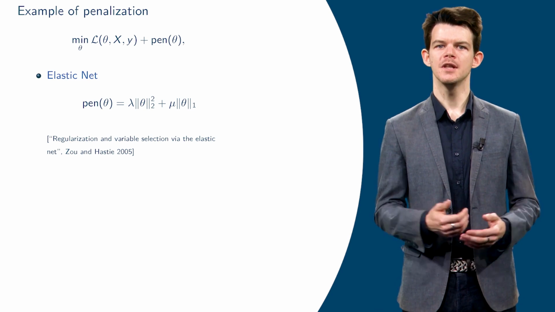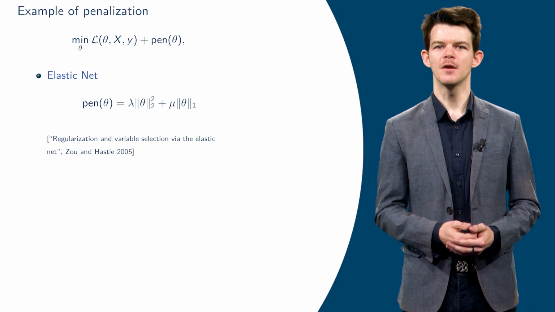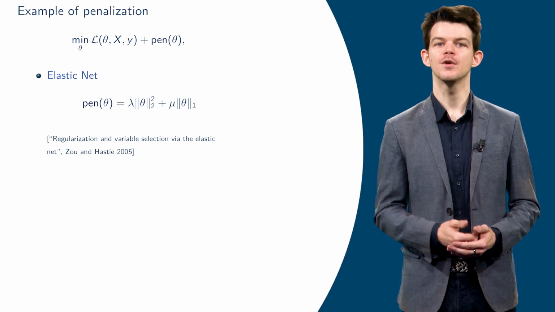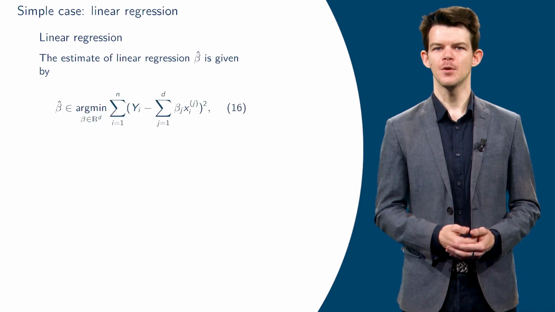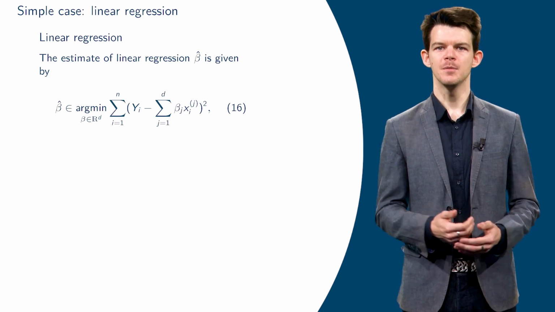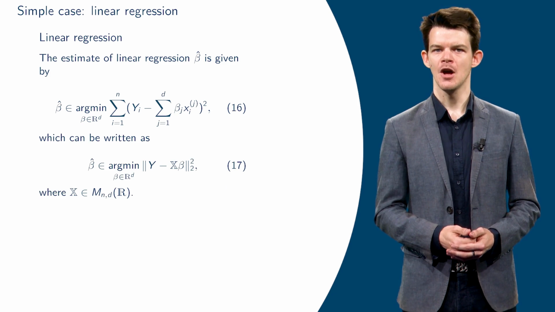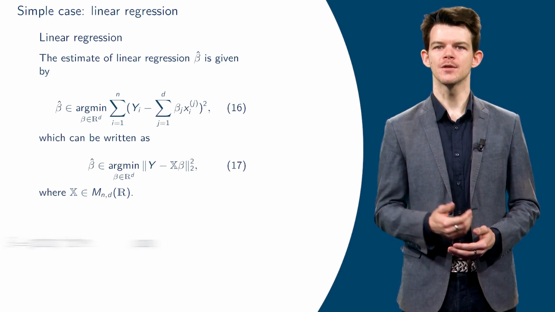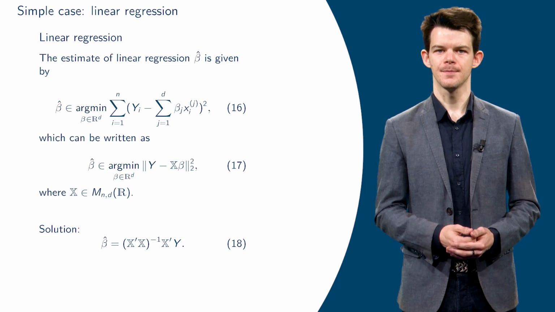We are going to use a linear model to see the precise impact of penalization, since we can easily derive the expressions of the different estimates for this model. So we consider here the linear regression estimate beta hat, which is given by this formulation, which is nothing but a sum of squares. This problem can be written in a matrix formulation as in equation 17. A classic exercise is to show that the solution of this problem can be expressed as in equation 18.